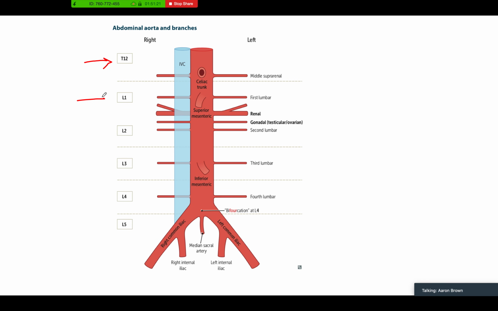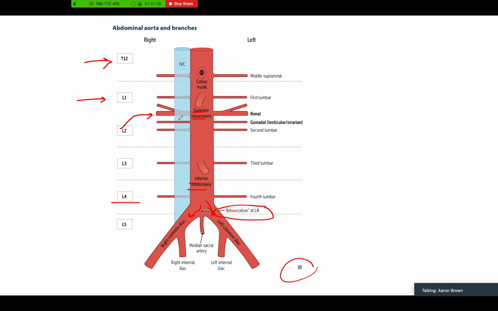At the level of L1, we see the superior mesenteric. At the level of L2, we see our renal arteries. At the level of L3, we see our inferior mesenteric. And the abdominal aorta is going to branch into the common iliacs at the level of L4. The way that we remember that is bifurcation, right? It bifurcates at L4. Pretty straightforward. By the way, this is a very beautiful diagram from the First Aid book that definitely helped me memorize where some of these branches are happening.